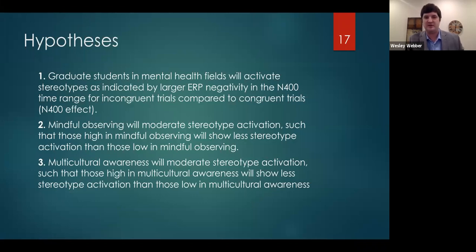So I hypothesized that graduate students in mental health fields will activate stereotypes as indicated by that larger ERP negativity in the N400 time range for incongruent trials compared to congruent trials, or an N400 effect in this type of experiment. I also hypothesized that mindful observing would moderate stereotype activation such that those high in mindful observing would show less stereotype activation than those low. In the same way, I hypothesized that multicultural awareness would moderate the stereotype activation such that those high in this also would show less stereotype activation than those low.